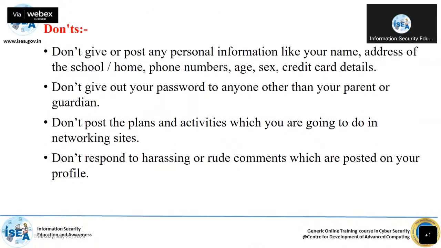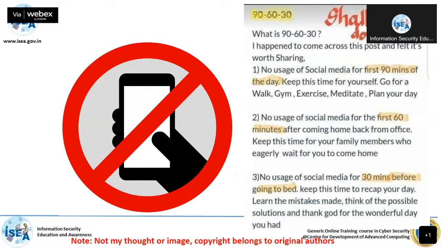Okay, so at the end of the day, your security is very, very important. Try to follow this 90-60-30 rule whenever you can, so that you can spend some good amount of time with your family members. The moment you get up in the morning, at least keep your phone away for 90 minutes. If you have got up at 6 o'clock, don't touch your smartphone till 7:30.